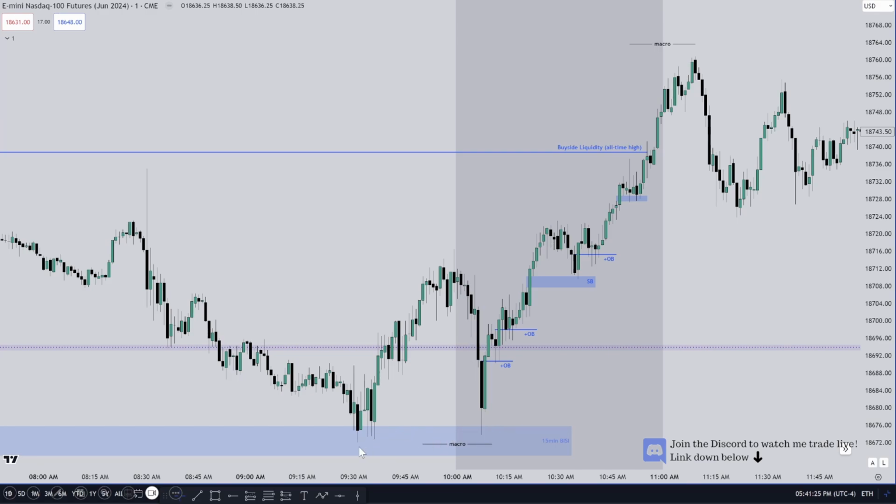We do have SMT with ES. Okay, somebody in the live streams pointed that out. ES made a lower low here while NASDAQ failed to do so. That's something for you to study in your own charts. Failed to make a lower low with the ES, so the SMT trading into that 15-minute fair value gap.